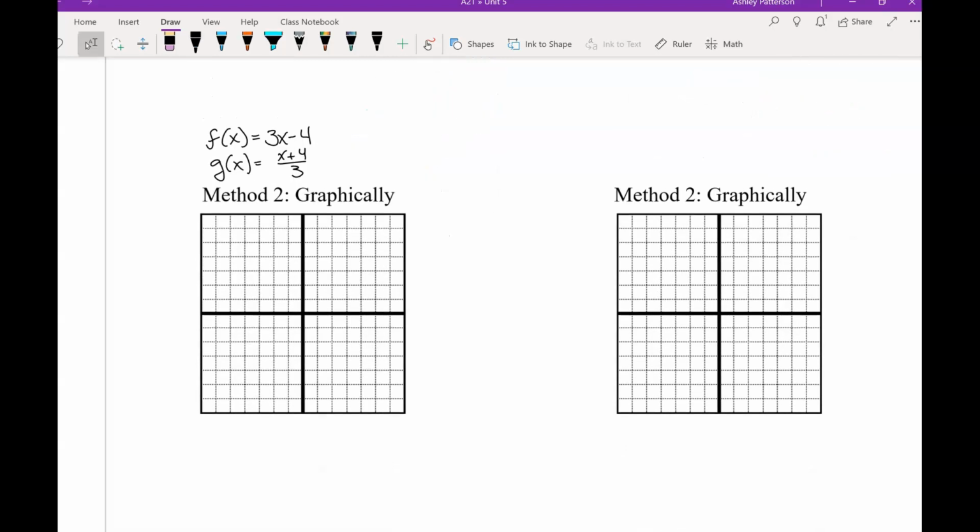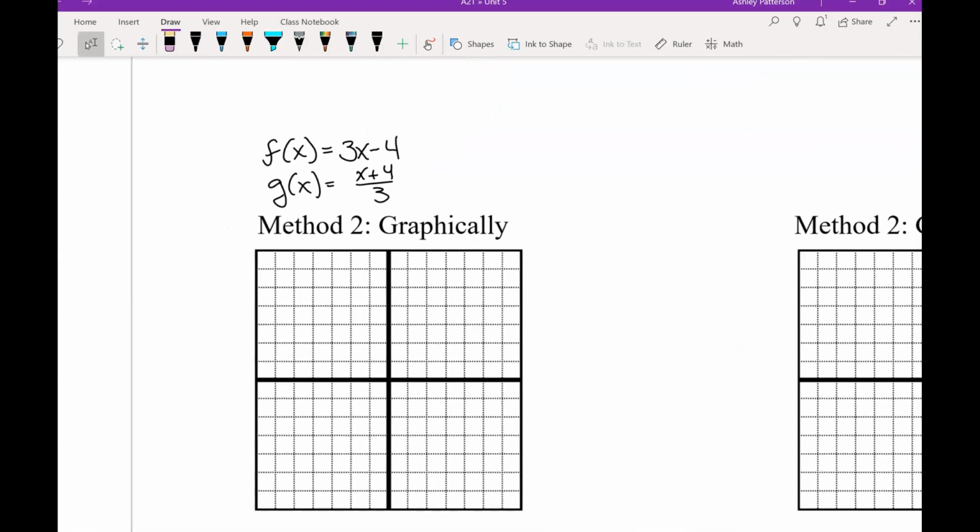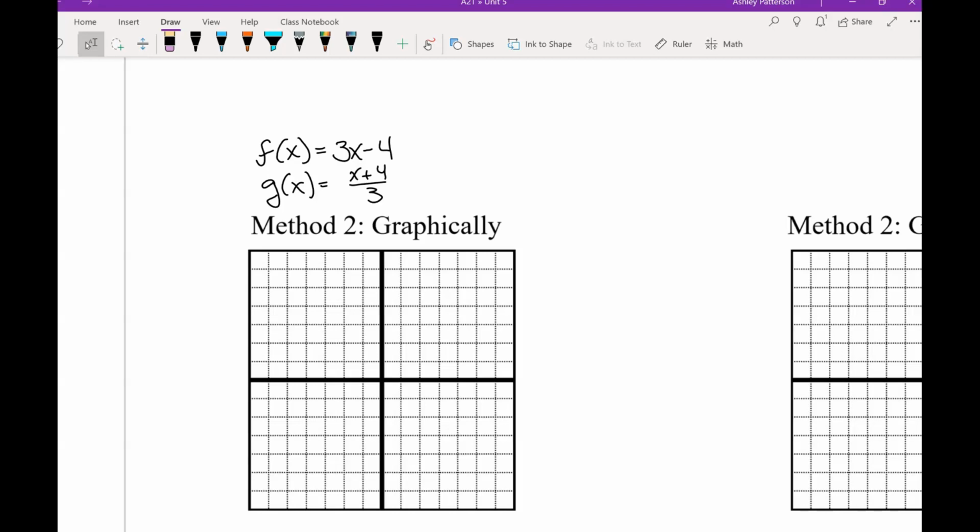Okay. Right away, g of x is not in linear form that's friendly for graphing, in my opinion. So I'm just going to rewrite this as 1/3 x plus 4/3. Now it's in slope-intercept form, and I'm going to color code so we can see which is which.